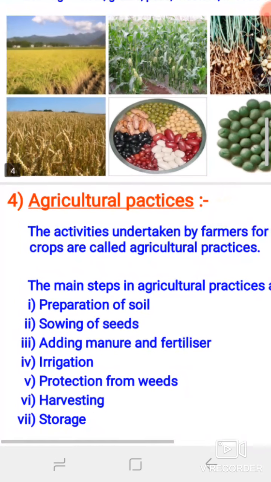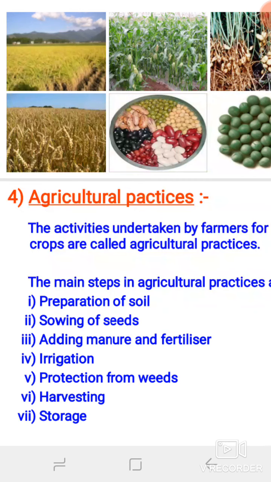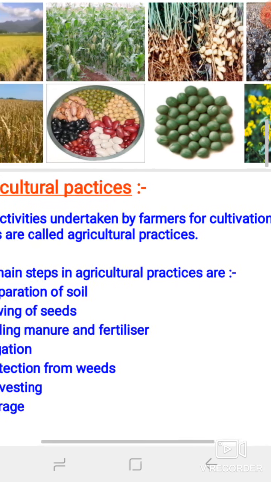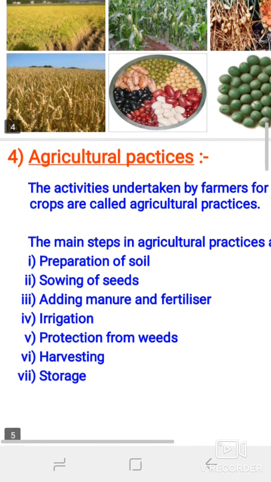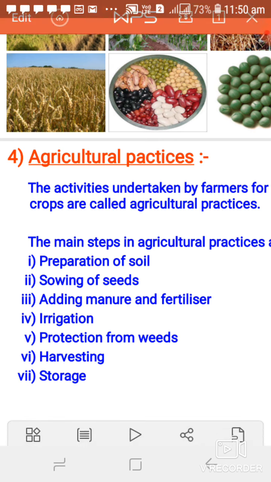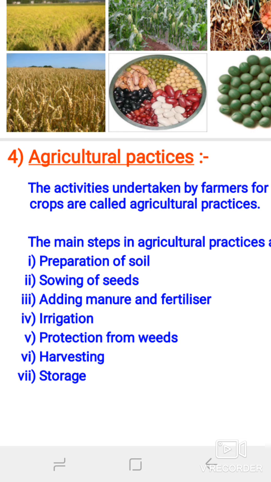So first of all, the definition of agricultural practices: the activities undertaken by farmers for cultivation of crops are called agricultural practices. Once again, I am repeating here, the activities undertaken by farmers for cultivation of crops are called agricultural practices, okay. Now we will discuss the main steps during the agriculture, okay.